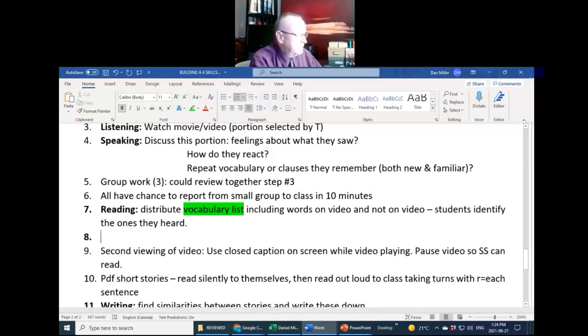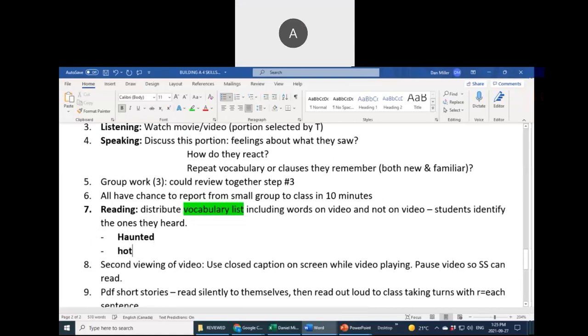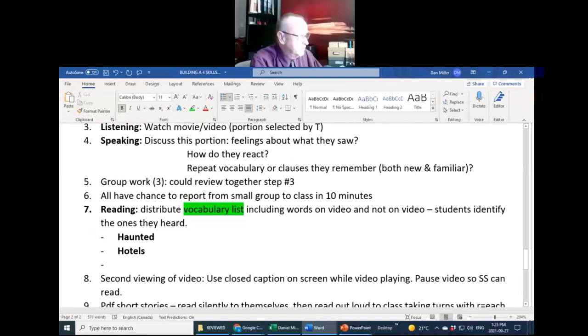So let's put here a vocabulary list. So the topic is haunted hotels. What are some examples of vocabulary related to haunted hotels? Haunted, frightening, ghost. Yes. Let's start out with the actual words in the title. Haunted hotels. We need to make sure they understand what a haunted hotel even means.